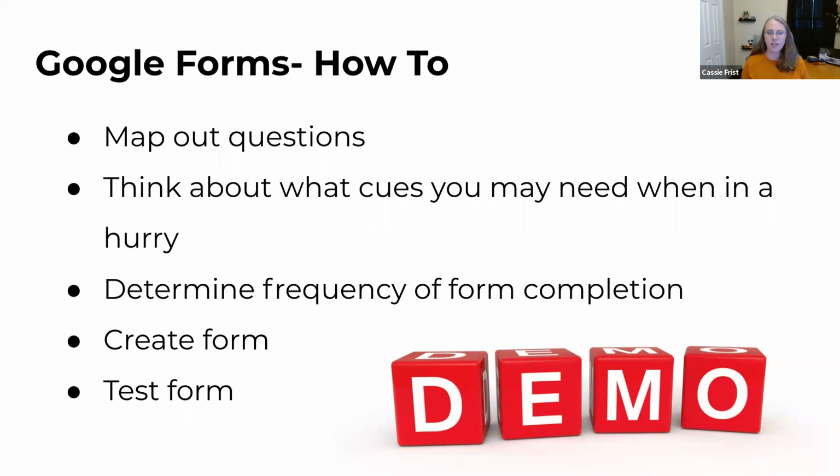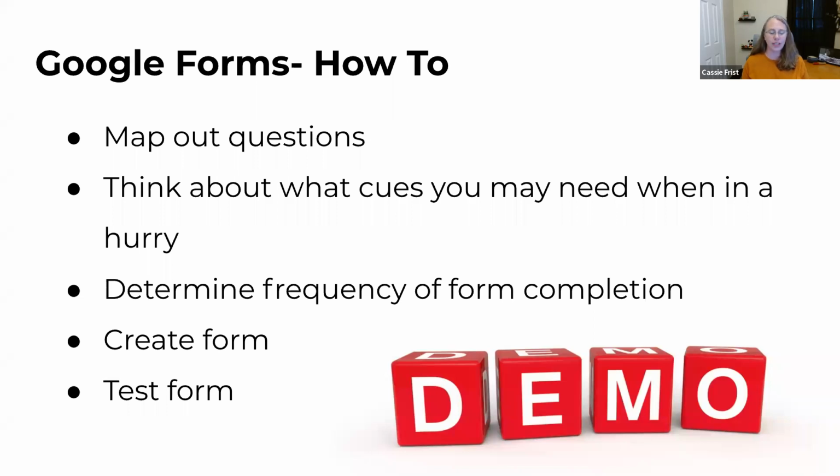So when you're going to start working with Google Forms for data collection, the first thing you want to do is map out your questions. Unless you're really super familiar with forms, I wouldn't spend a lot of time putting them into the form until you know what types of questions you want. So think about what you're collecting data on. Is it a behavioral goal? Is it an academic goal? What are you actually collecting data on? Once you've done that, you've written out some questions, then I want you to think about what cues you might need when you're in a hurry.